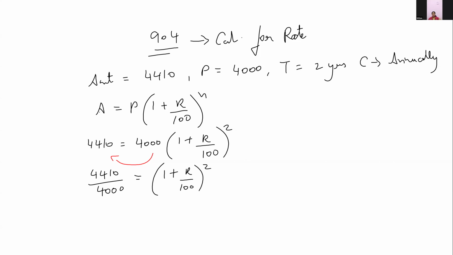Okay. Yes. So you can cancel the zeros from 4410 and 4000. So it'll become 441 by 400. Then 441 is the square of 21 and 400 is the square of 20. Very good. 441 is the square of 21 and 400 is the square of 20 equals 1 plus R by 100, raised to the power square. Now you can cancel the squares, Abraham.